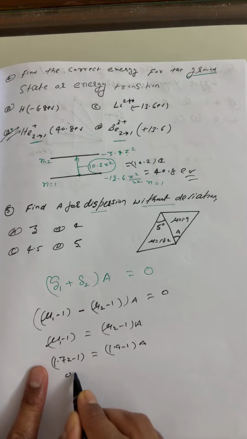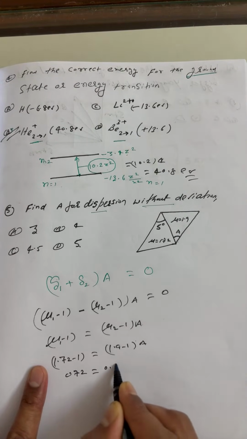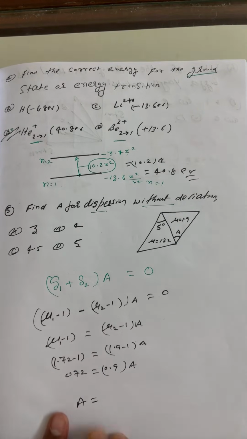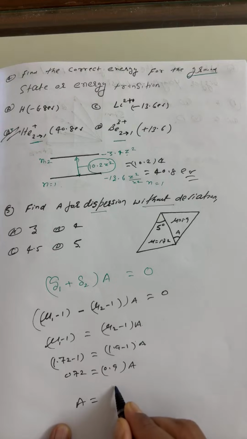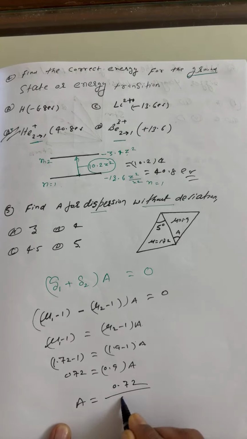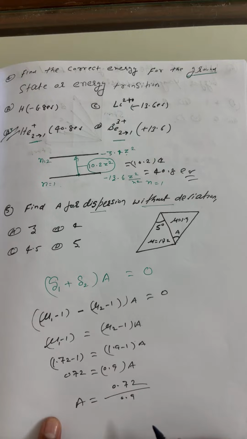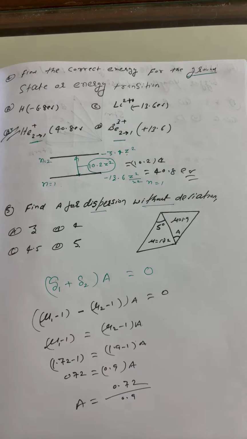How much will we get? 0.72 is equal to 0.9 into A. So finally from here, just solve: 0.72 upon 0.9. How much is it coming? 0.8.